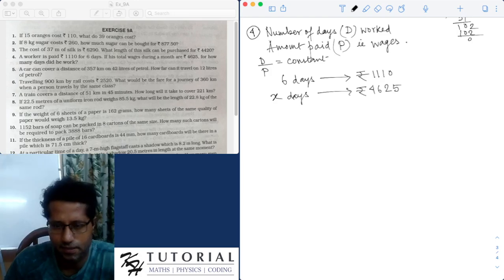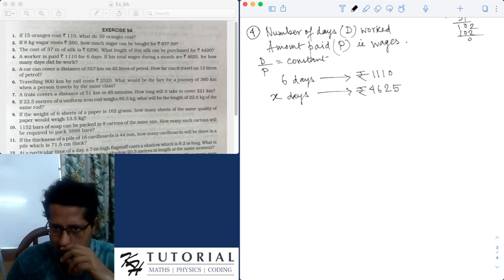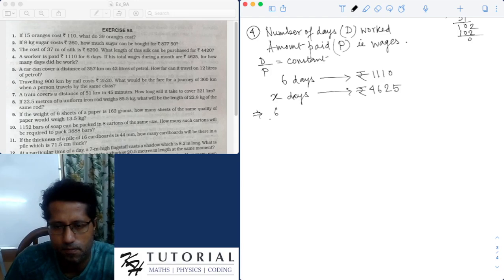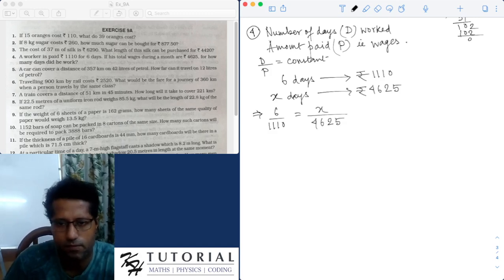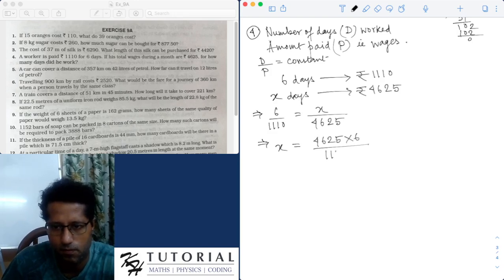So now, using the fact that D by P will always be constant, we can say that 6 by 1110 will be equal to x by 4625. This implies that x equals 4625 multiplied by 6 divided by 1110.